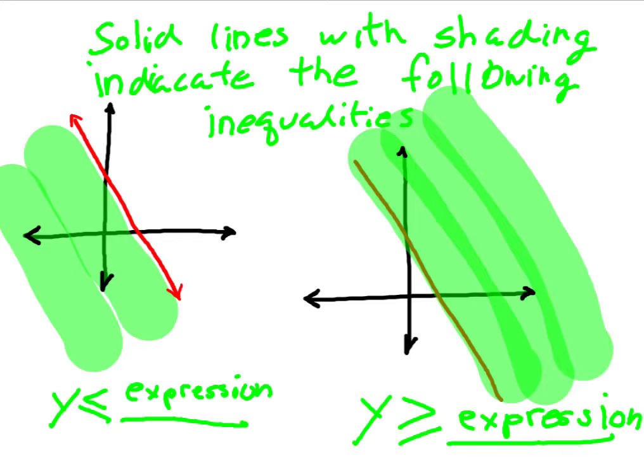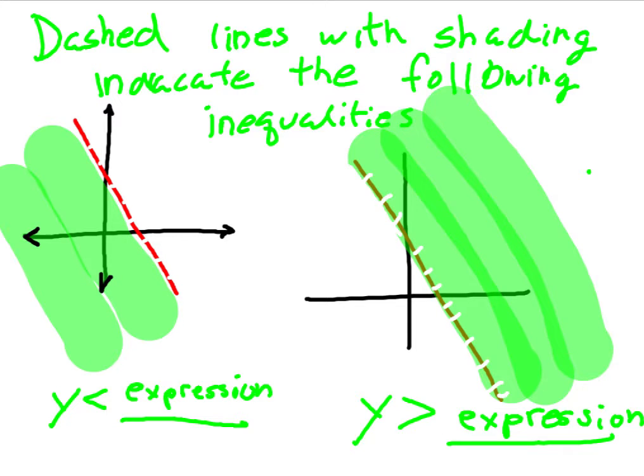Now there is another variation. If the line is dashed, sometimes we will draw a dashed line, it's because we're saying that y is not equal to -2x plus 1. It is actually everything that is below or everything that is above. It's either less than the expression or greater than the expression. But in this case, it is not equal to, because it does not have a line under the less than or a line under the greater than.